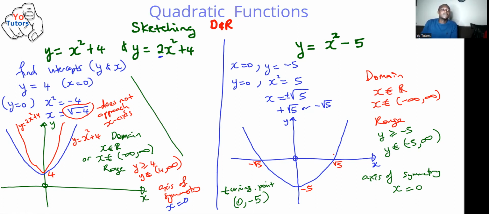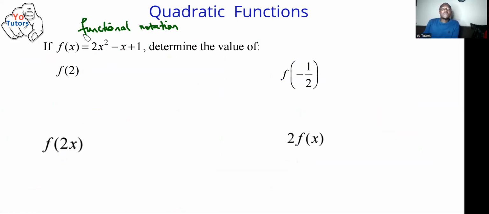Turning point for the graph of y equal to x squared plus q: we know that this turning point is going to be equal to 0 and q. That's our turning point always when we are dealing with quadratic functions of this type of graph. Now let's move on to the last part of our session today.